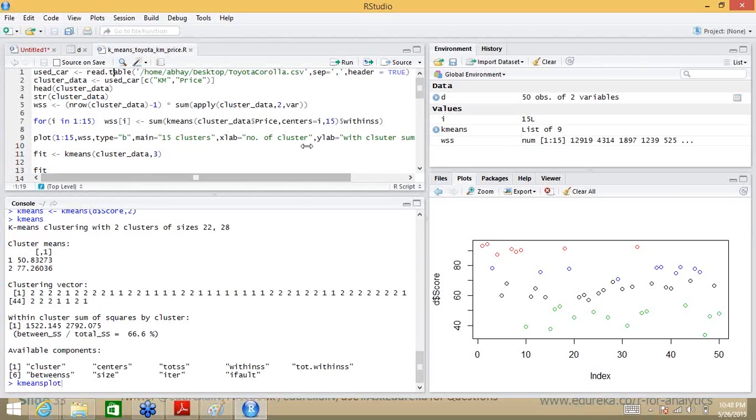Used car, and I'm taking the kilometer and the price, right? Based on the kilometer and the price, we are trying to cluster.